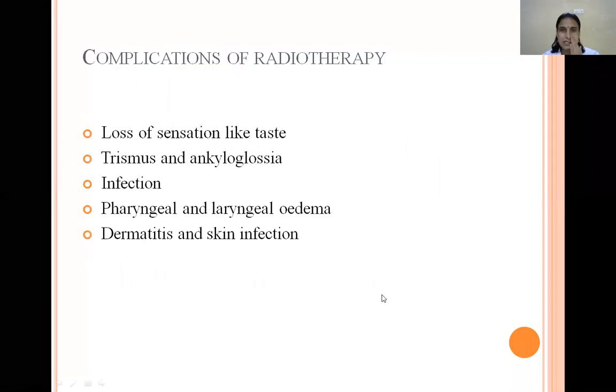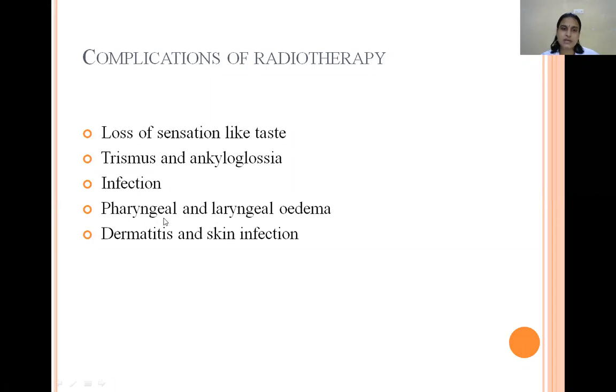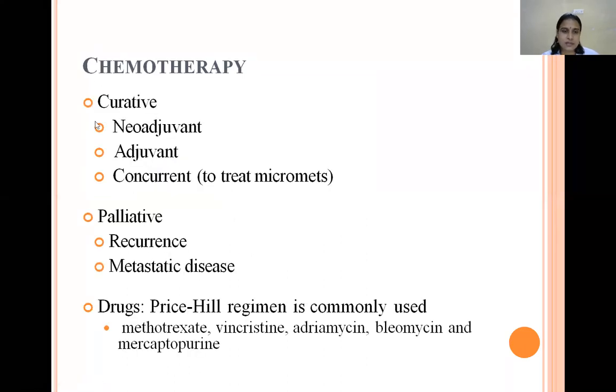These are the indications. Complications of radiotherapy, anywhere, are the same. Here on the tongue, there is loss of sensation like taste on the tongue. Then there can also be ankyloglossia and trismus. Infection, secondary infection, post-radiotherapy is very important. There can be pharyngeal and laryngeal edema. Hence, you have to take care of the airway post-radiotherapy. Dermatitis and skin infection is common for any radiotherapy anywhere in the body.